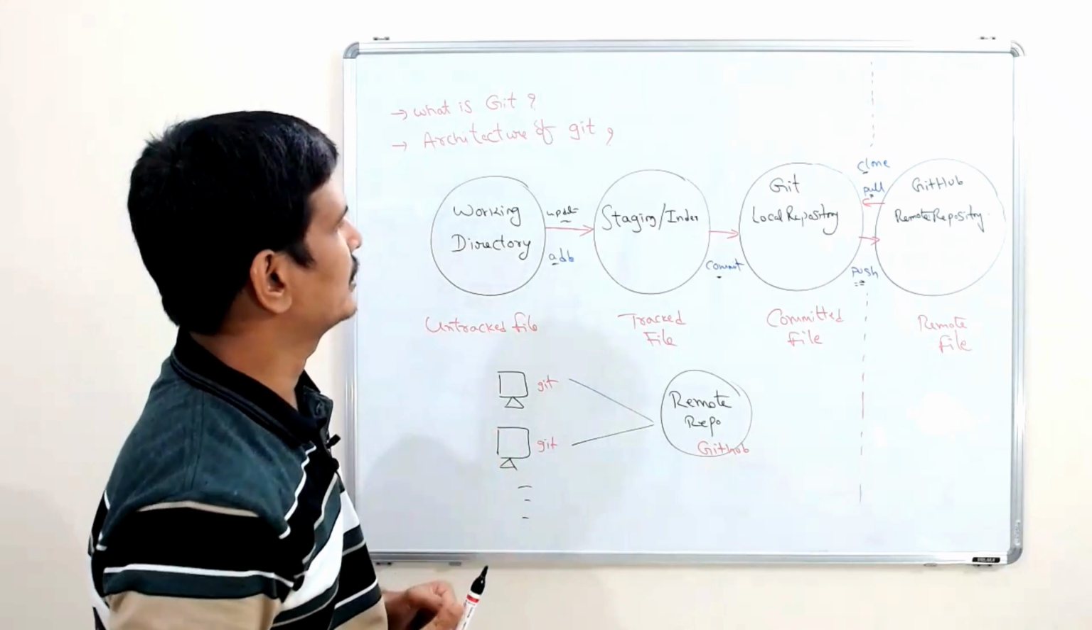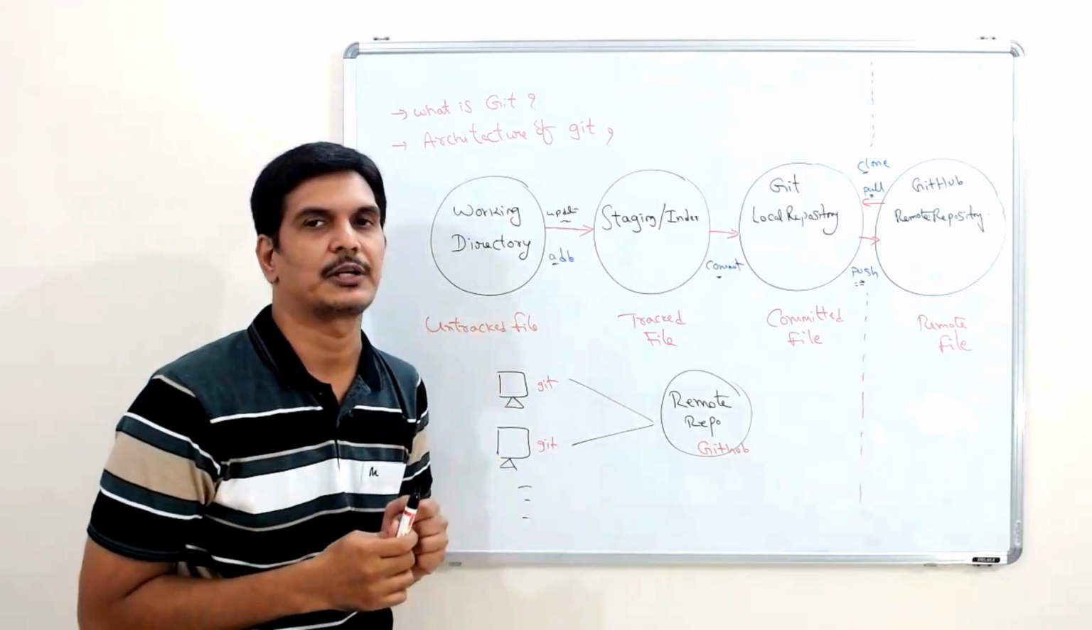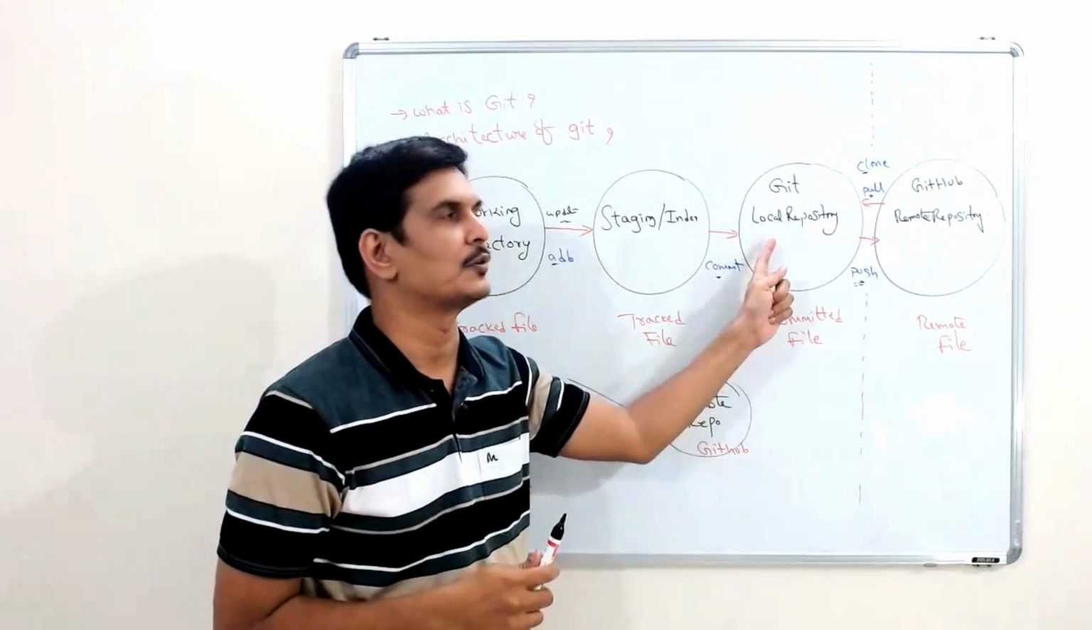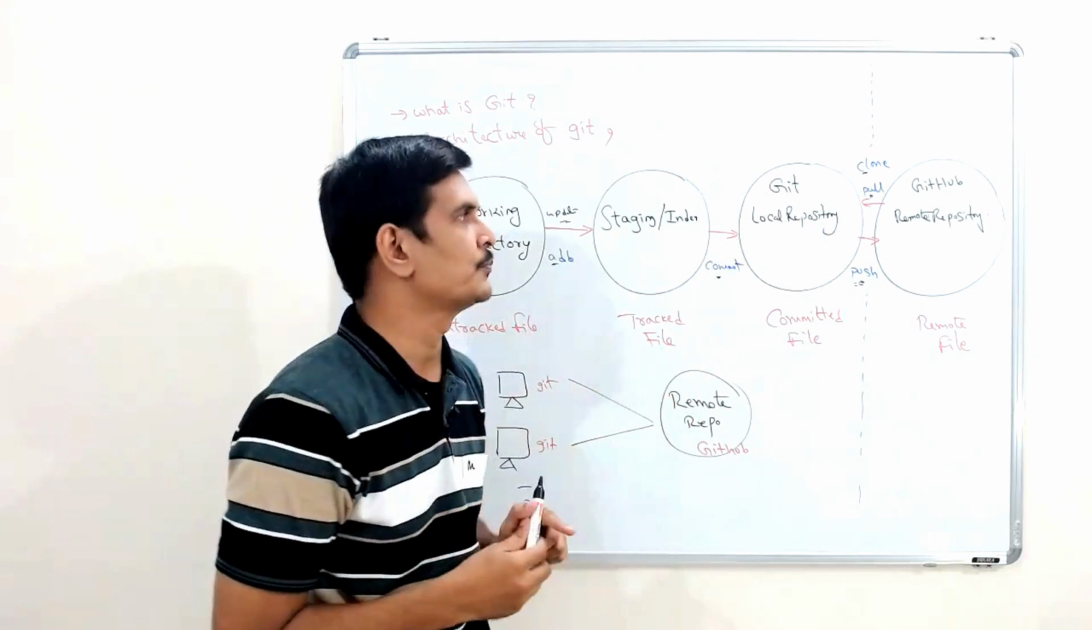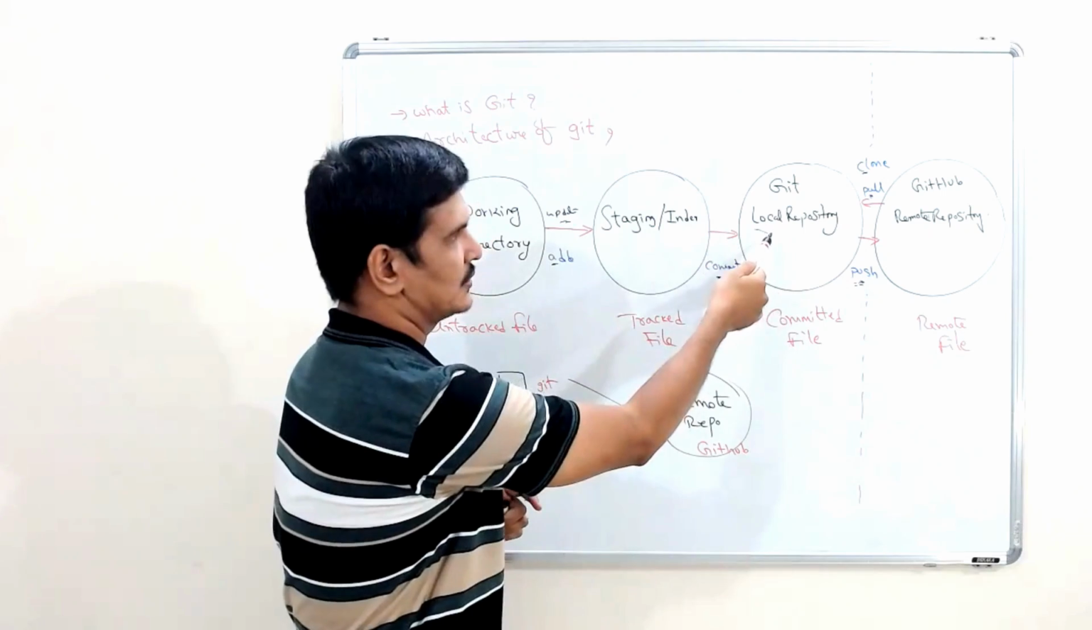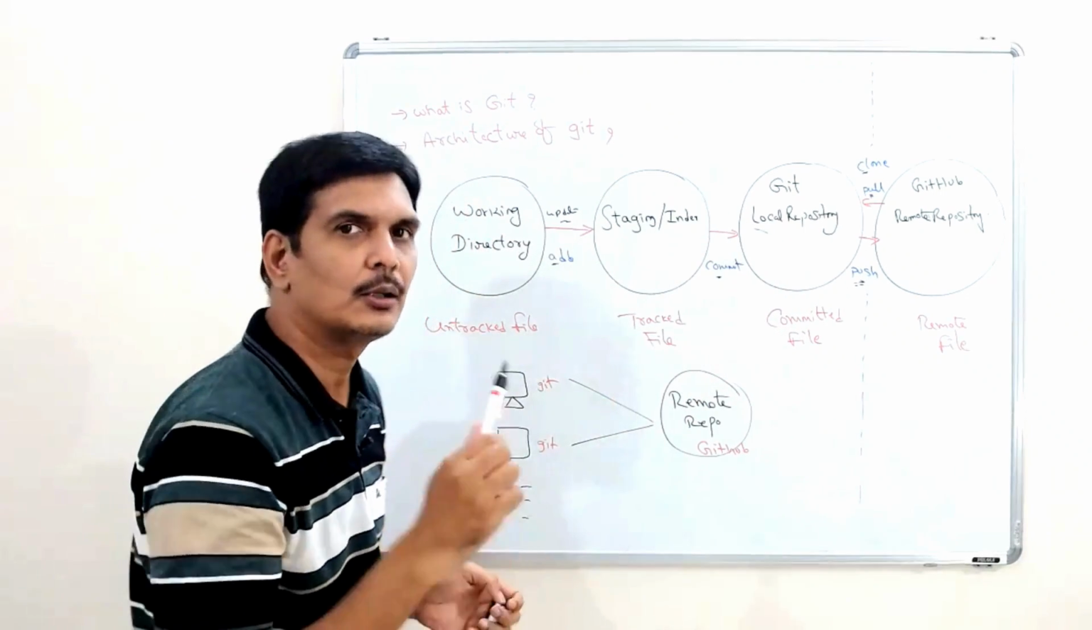Now, you can see here there are two kinds of repositories. One is the local repository, the other is the remote repository. So what does local repository mean? It is created by Git and is available on your local machine.